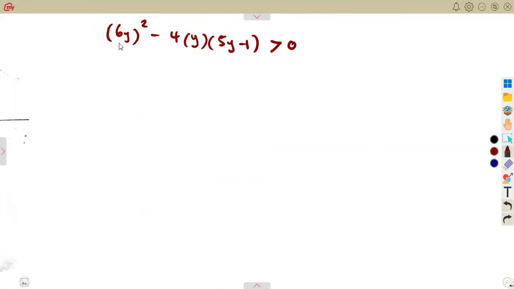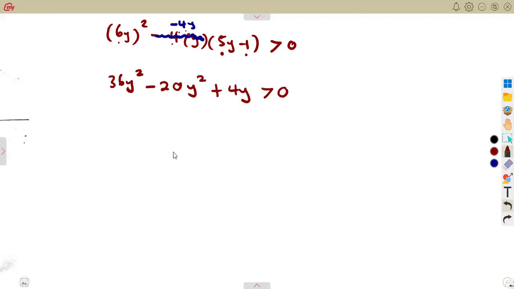So you're going to square this, 36 squared there. It's going to be 36y squared minus 4y. All right, the whole of this part, so meaning to say that will be minus 4y times 5y. So that is going to give us minus 20y squared, minus 4y times this minus 1, that is going to be a positive 4y, which is greater than 0. We can also simplify this, the part of 36 and 20y squared subtract. That is going to be 16y squared plus 4y in this case, is greater than 0.